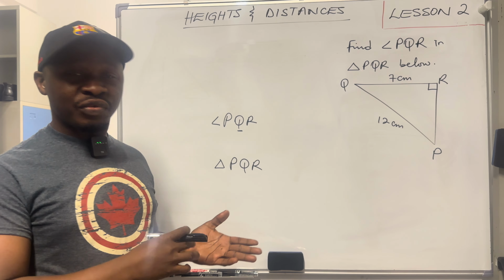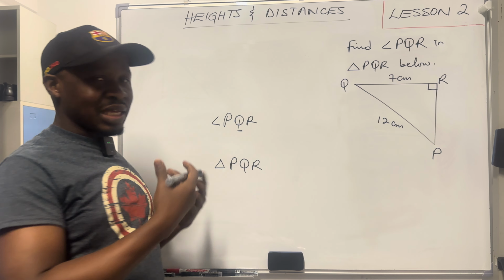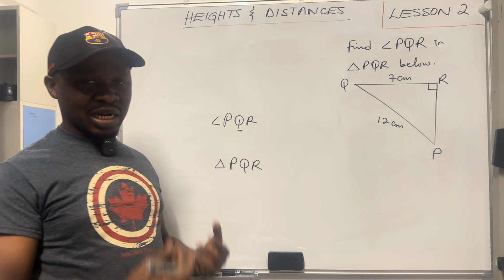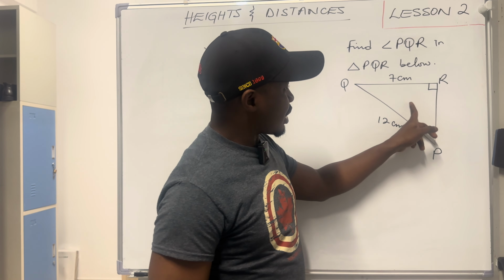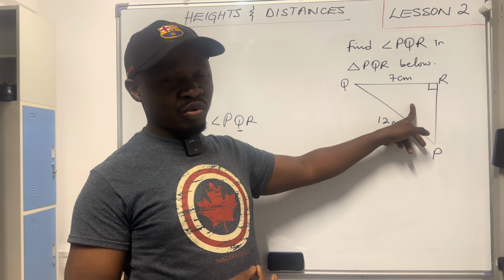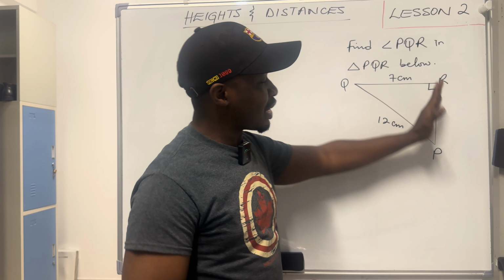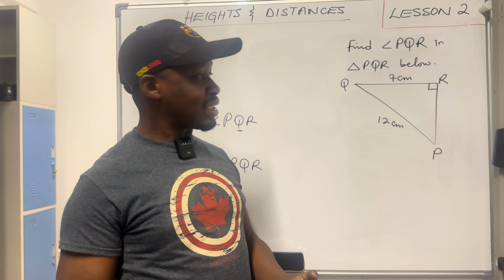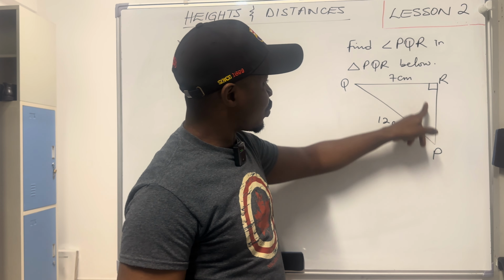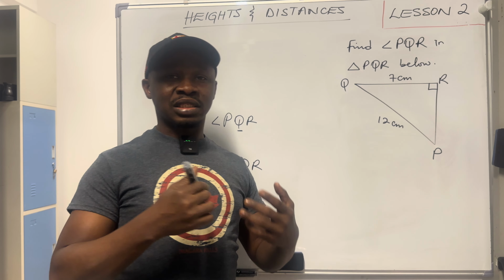Some people get confused when they use letters to represent angle and letters to represent triangle. So this is a triangle. What makes it a triangle? Because we have 1, 2, 3 sides. What is the other reason? There are three angles, 1, 2, 3 angles. That makes it a triangle.